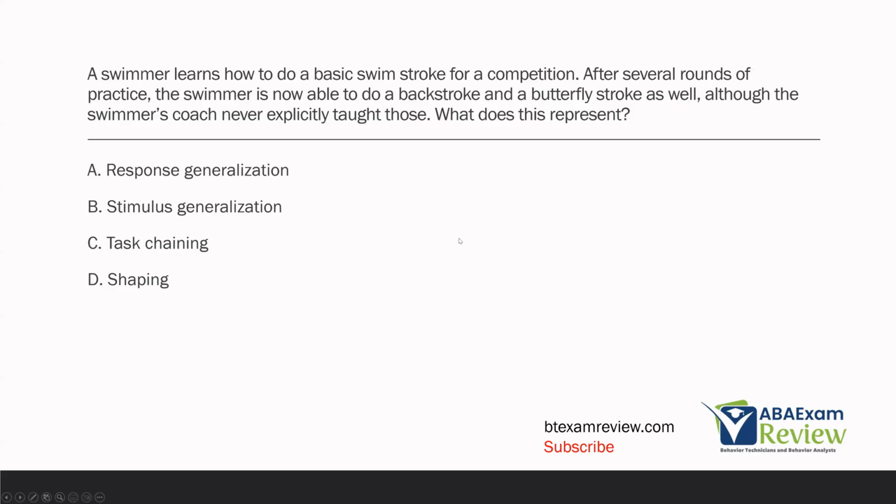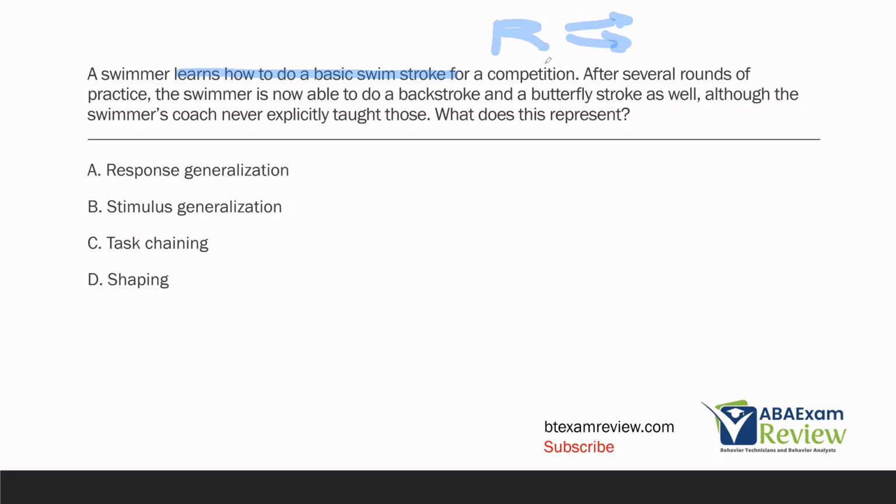A swimmer learns how to do a basic swim stroke for a competition. After several rounds of practice, the swimmer is now able to do a backstroke and a butterfly stroke as well, although the swimmer's coach never explicitly taught those. What does this represent? What do we call it when we have a response that is taught, right? The swimmer learns how to do a basic swim stroke. And then from that response, we have these other responses that appear as well.